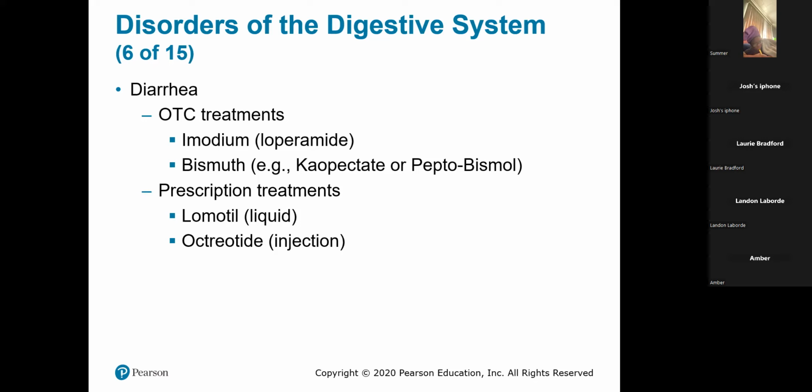There's also a prescription item by the name of Lomotil. That one is actually a controlled substance because of things that it can do to the body. There's a limitation on how long it can be utilized. And then there's an injectable called octreotide that may also be utilized in some of those more severe diarrhea cases.